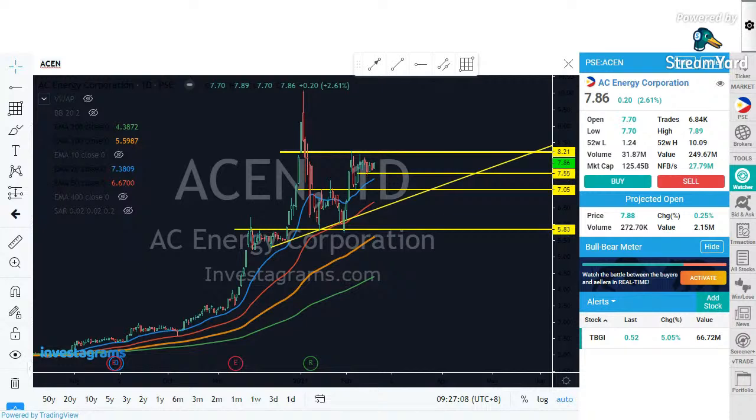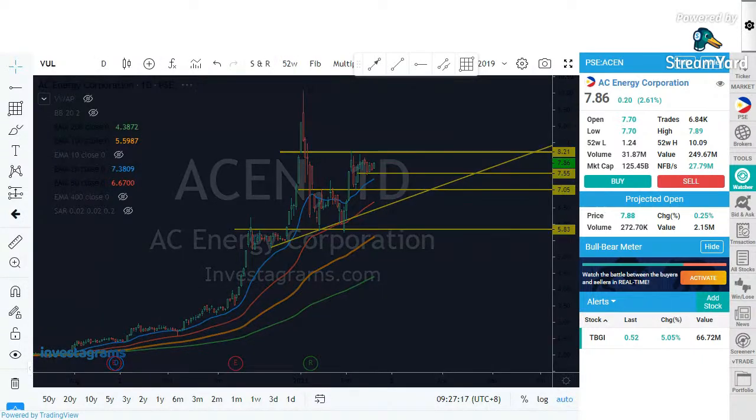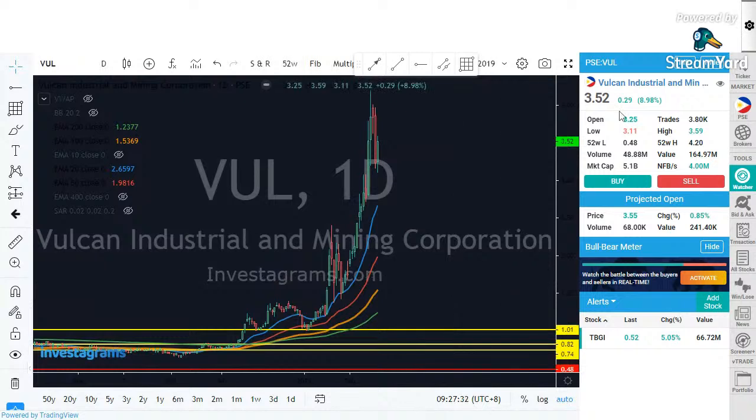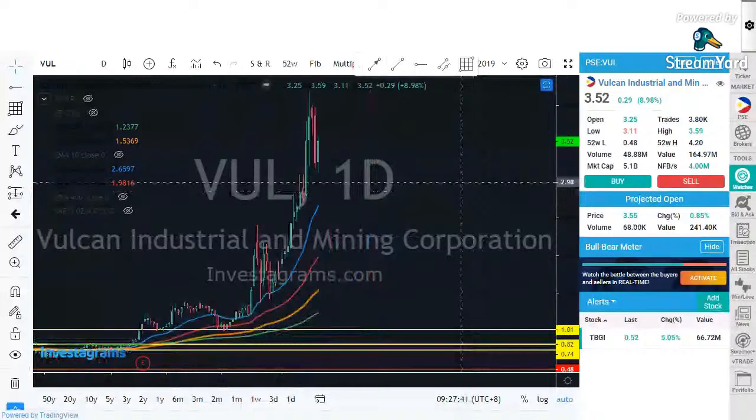Now we will see another one. We have Vulcan. What happened to Vulcan? Still three minutes before the market starts. Yesterday Vulcan was up by 8.98%, and now the projected opening is 355. But for me, this is not the area where we need to buy. We can draw a horizontal support here, in this area.